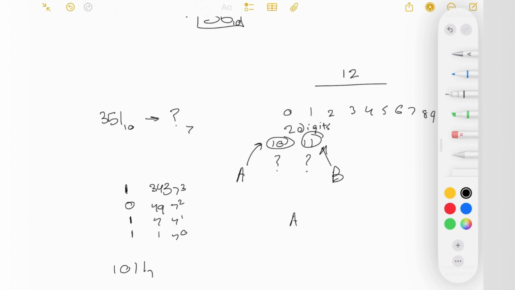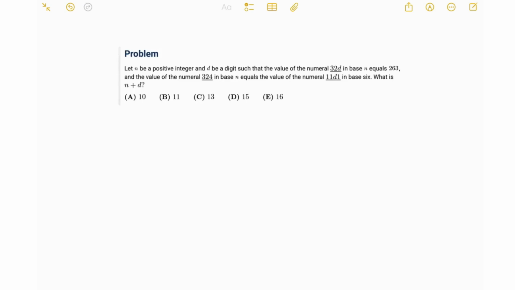Okay, now let's do a problem. The problem is, let n be a positive integer and d be a digit such that the value of the numeral 32d in base n equals 263, and the value of the numeral 324 in base n equals the value of the numeral 11d1 in base 6. What is n plus d?